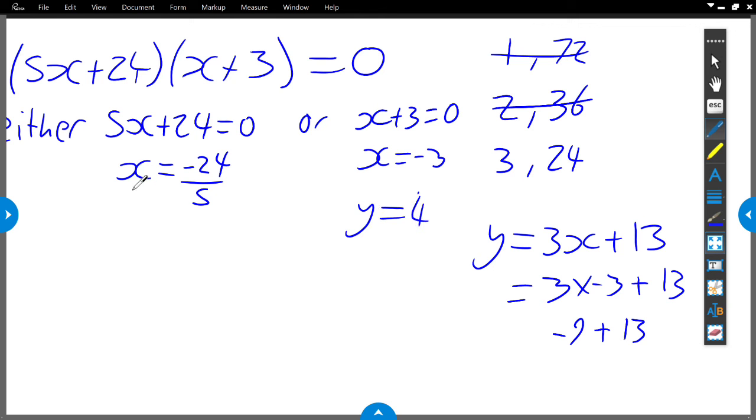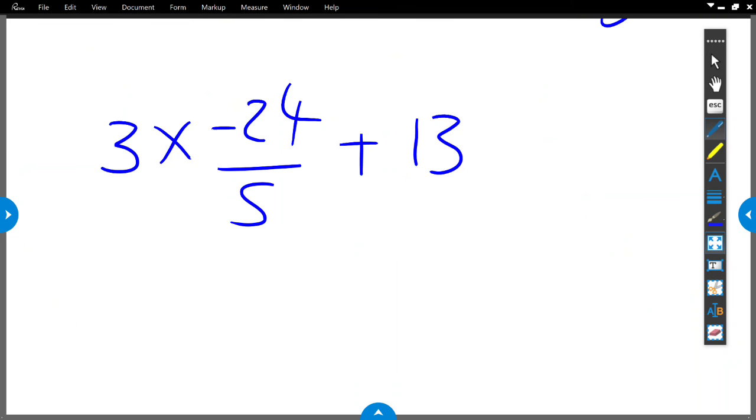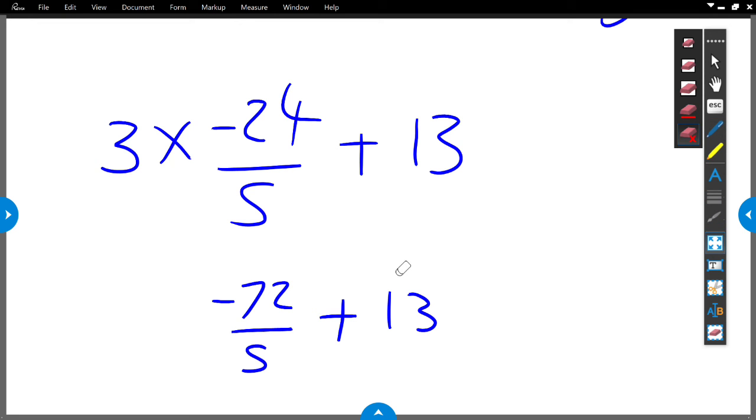This one's a little trickier, so I'd probably write down how we'd approach it. We have 3 times minus 24 over 5, add 13. 3 times 24, we should already know that from our list of factors earlier. That was 72. So this is going to give us minus 72 over 5 plus 13. Adding fractions, we need the denominators to be the same, so I'm going to convert this into fifths. Because 72 doesn't divide by 5, we can't simplify that down. There's no other way of simplifying.